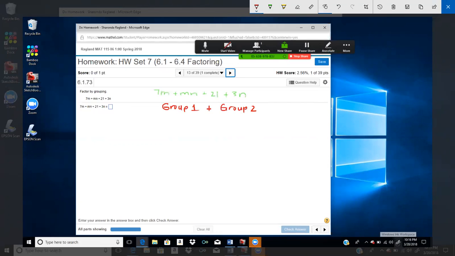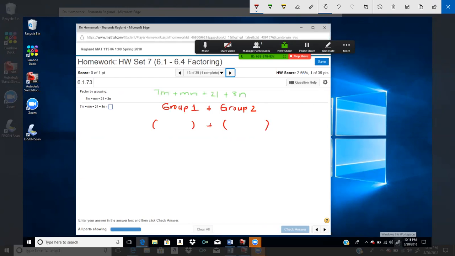All right, and so now you have to determine who's going to go in group 1 and who's going to go in group 2. Sometimes there are different combinations that work, okay? And so here, you may see, oh, I want to do 7m plus 21 in one group and mn and 3n in another group. And that might work, okay? So the whole objective is when you factor out each group, whatever's left inside, we want them to be the same, okay?